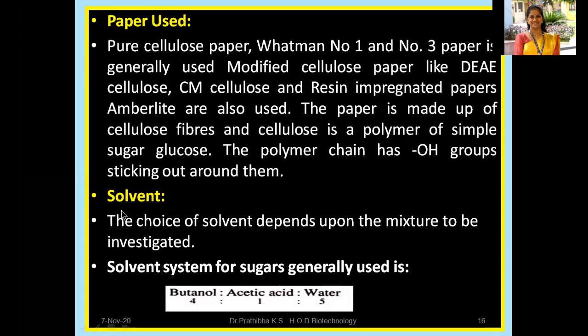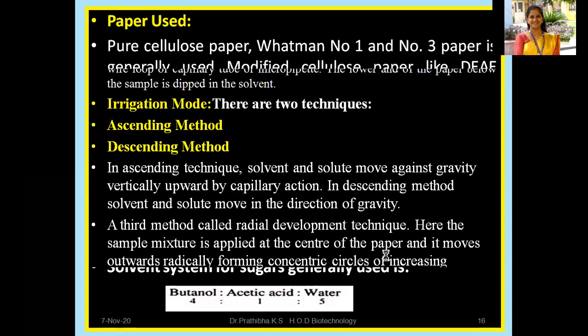Now let us go through the solvent used in paper chromatography. The choice of solvent depends upon the mixture to be investigated. The solvent differs based on what kind of sample you bring. The solvent system generally used for sugars is butanol, acetic acid, water in a 4:1:5 ratio. Hope you understood here.